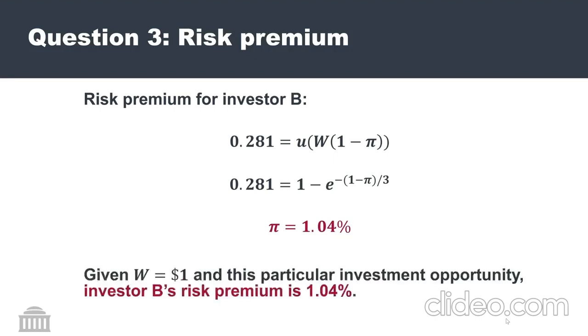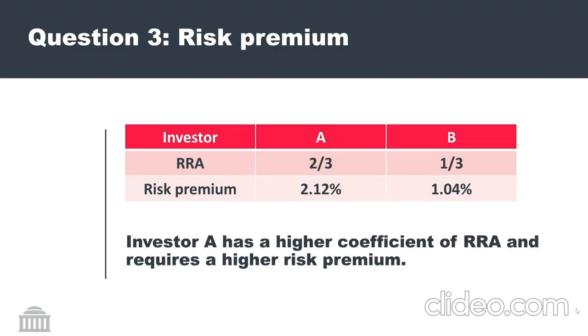So in other words, this investor is willing to lose for sure 1.04% of the initial wealth of $1, indifferent between that and engaging in this 0% expected return, risky investment opportunity. Let's summarize.